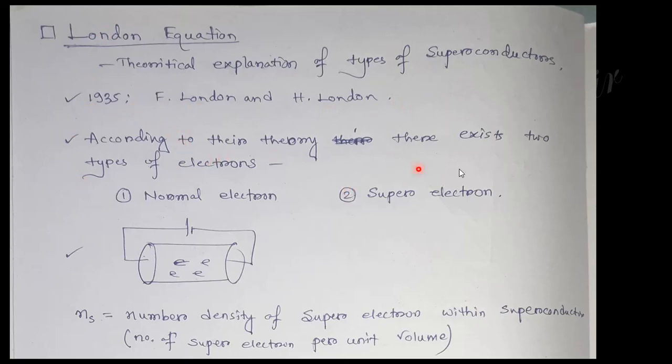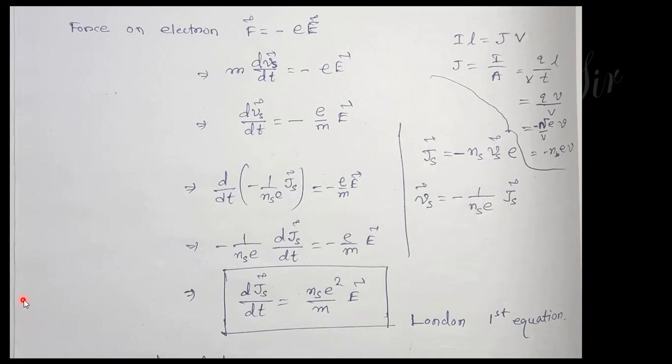According to their theory, there are two types of electron: normal electron and super electron. And the super electron actually is the main cause of superconductivity, that is, high current rate and zero resistivity. Okay. Consider Ns as the number density of super electrons within the superconductor, that is, the number of super electrons per unit volume. Density means divided by volume.